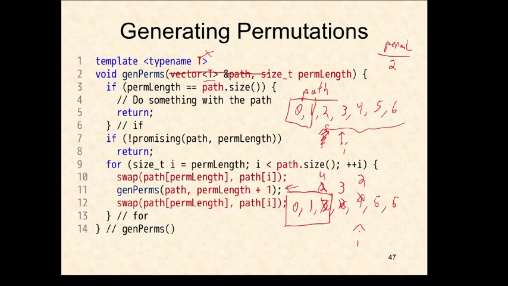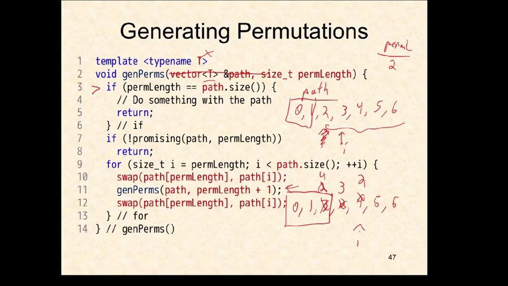And we say, okay, now 0, 1, 4 is fixed, make a recursive call and permute the others. Then when we get back, we swap them back, and we say swap 2 and 5. Now 0, 1, 5 is fixed, make a recursive call where 0, 1, 5 is fixed, and the others are permutable. That's why when we get to line 3, if perm length is equal to path.size, we're at a base case.